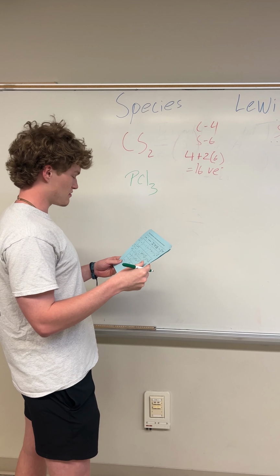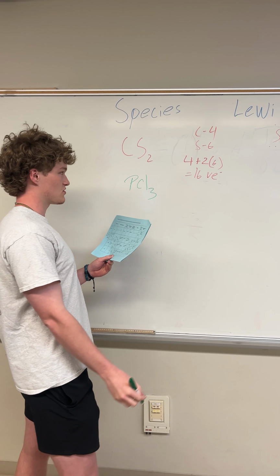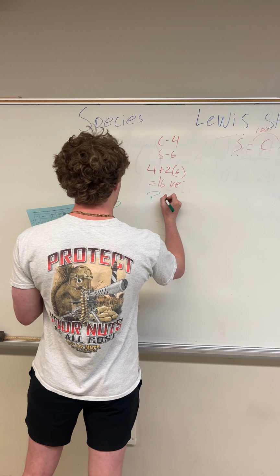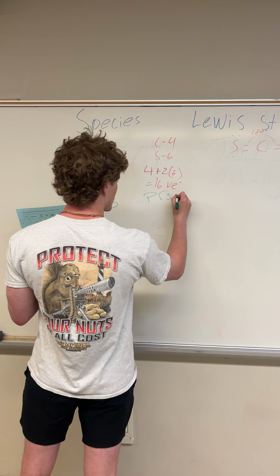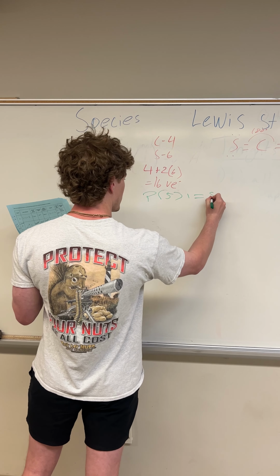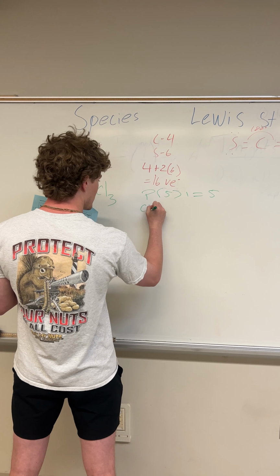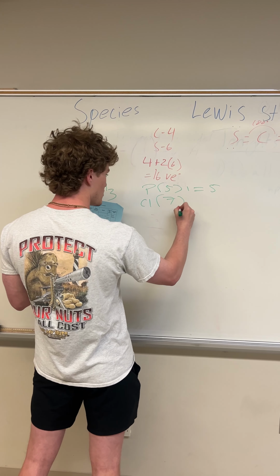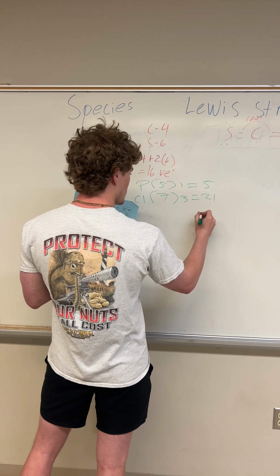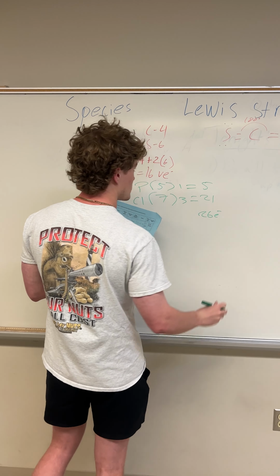So the next one is phosphorus trichloride. To start, phosphorus has 5 valence electrons, and there's 1, so that's 5. And then chlorine has 7 valence electrons, and there are 3 of them. So we have 26 valence electrons total.